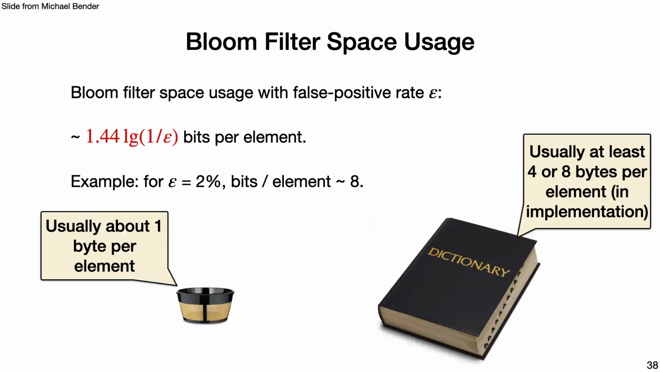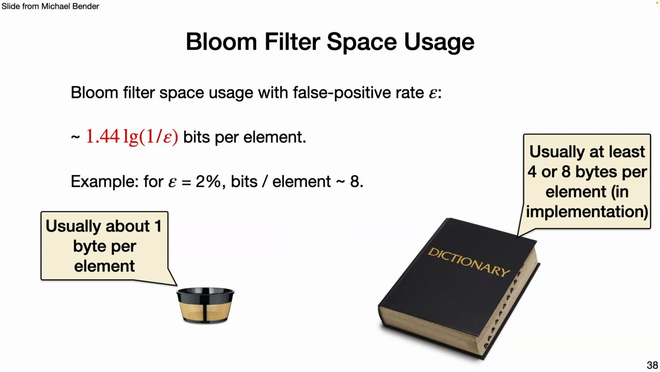So I'm not going to prove this, but you can show that a Bloom filter with some positive false positive rate epsilon uses 1.44 times log 1 over epsilon bits per element. For example, if epsilon was 2%, then the bits per element would be about 8. So that's like 1 byte. Usually, for this pretty low false positive rate, you use 1 byte per element, which is much smaller than normally in your dictionary.